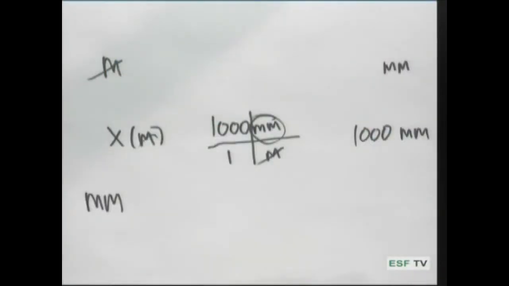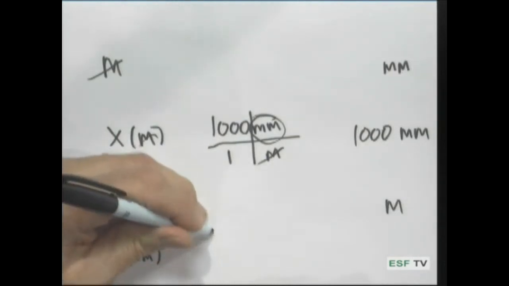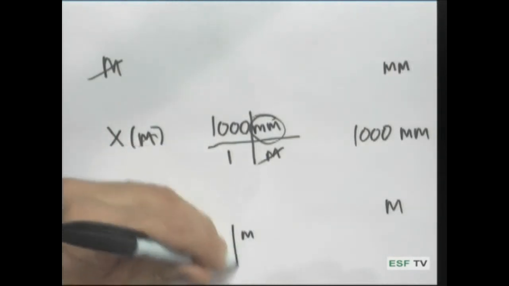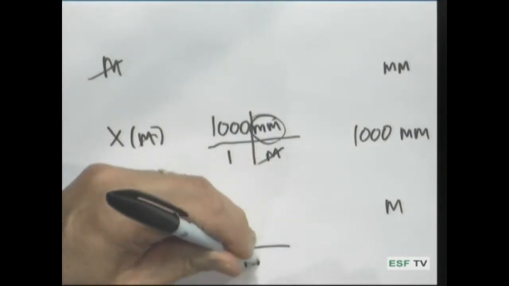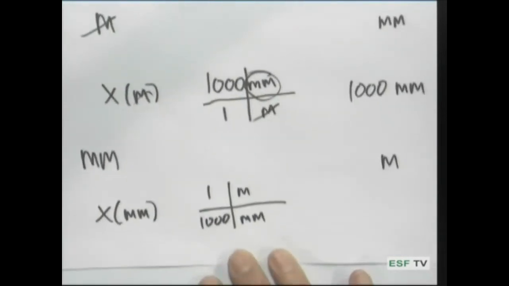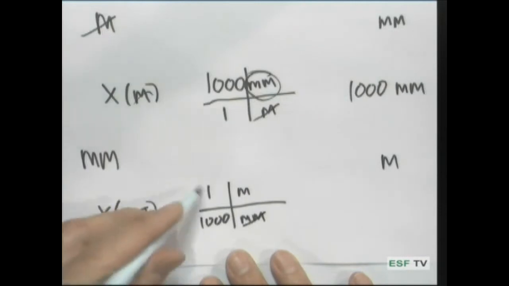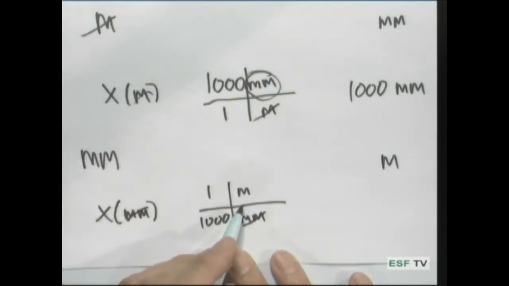Suppose we want to look at a conversion of millimeters to meters. We take a quantity of x measured in millimeters, and we know that there is 1 meter per every 1,000 millimeters. Now our millimeters cancel, and we end up left with a number that has units of meters, which is the one that we want.